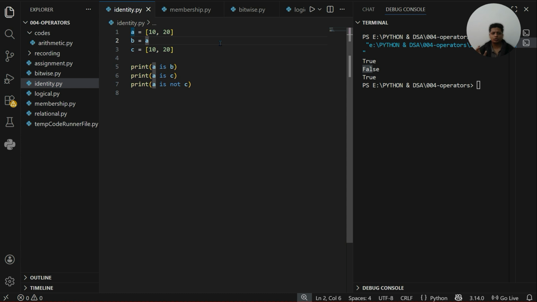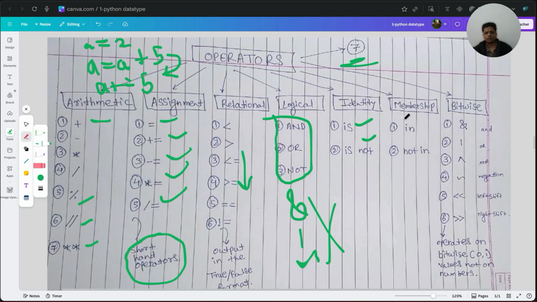But now, how come B is A is true? So B is not having any kind of list. B is pointing to the A list only. That's why B is A is true and A is C is false, and A is not C, that is true. In this way, the identity operator is done.